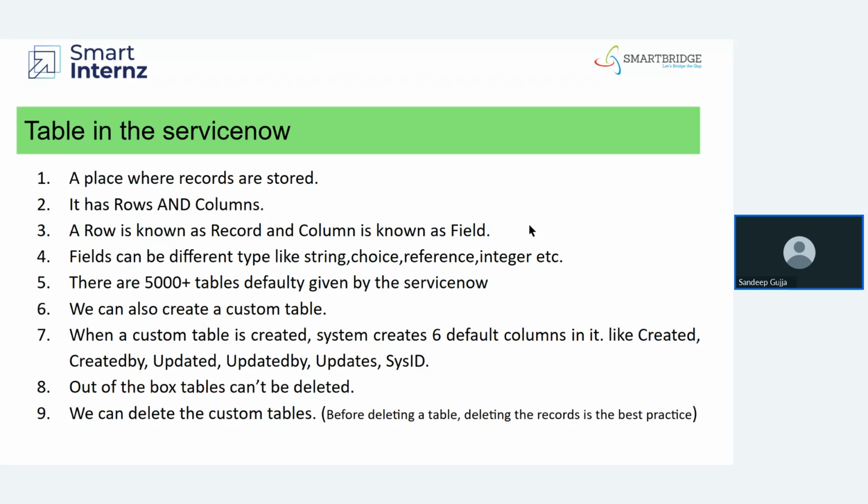There are 5,000 plus tables given by default by ServiceNow. We can also create a custom table. Like yesterday and the day before yesterday, we observed that to create a user, we went to the user module. To create a group, we went to the group module. To create a role, we went to the role module, right? In the same way, if you want to create a table, we need to go to the tables module.